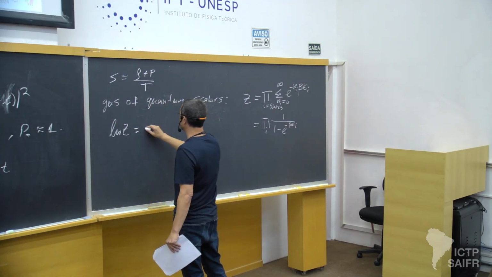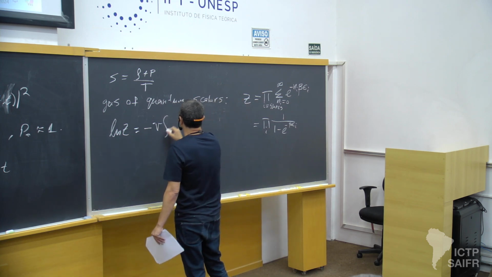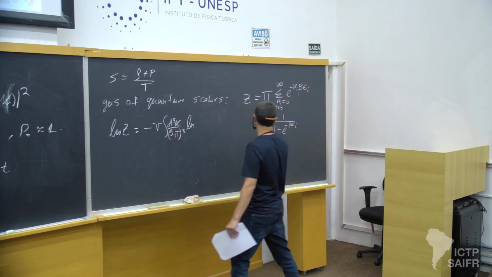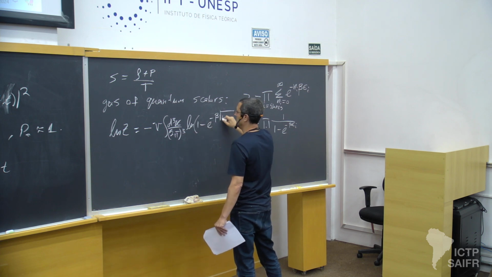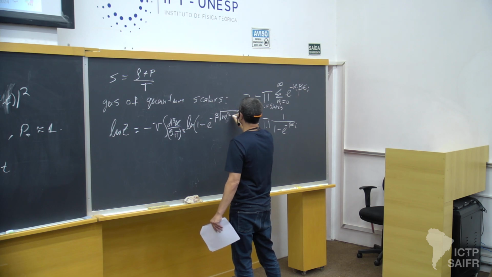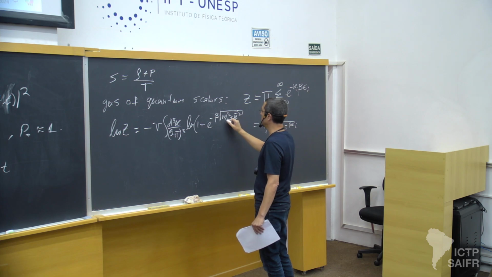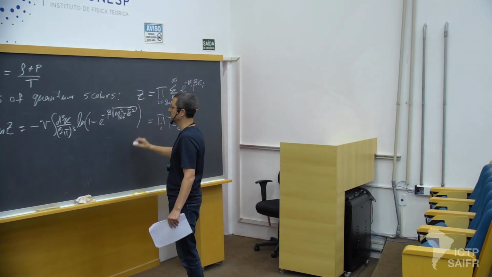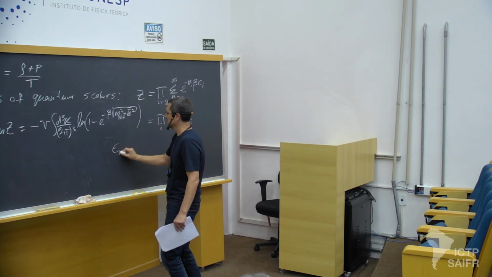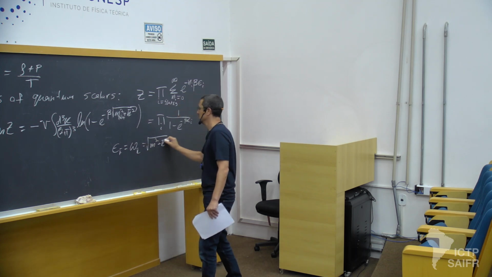And you can see that the log of this object is minus the volume of the chunk you're looking at times d³k/(2π)³, and just the log of this object, beta, m squared plus k squared. I will call it m particle, because I used I, unfortunately, plus k squared. So E_k, what I always call omega_k, is the square root of m squared plus k squared.